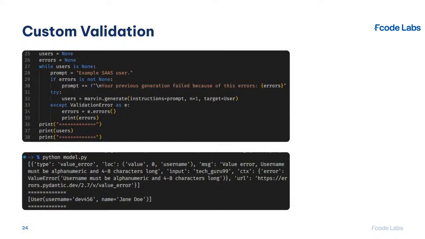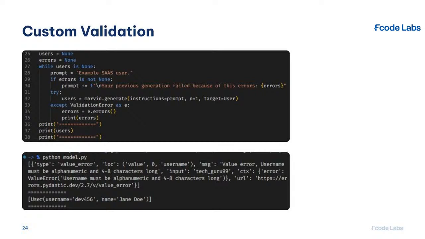If you are using Instructor, it has a feature called max retry that we can use. So it will retry multiple times if a validation error occurs. But here I have written a while loop that runs until we get a user. Inside that, I attach the errors to the prompt and run the prompt. If the prompt gets a validation error, I just update the variable with the errors.